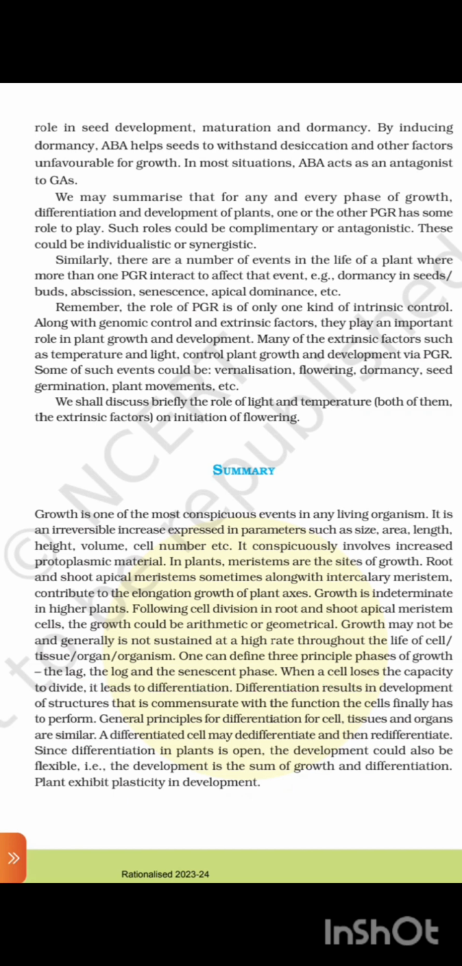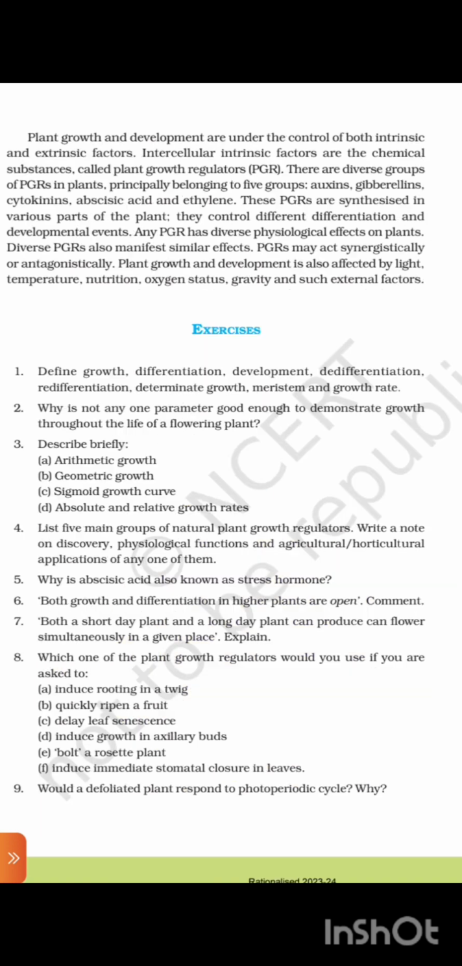When a cell loses the capacity to divide, it leads to differentiation. Differentiation results in development of structure that is commensurate with the function the cell finally has to perform. General principles for differentiation of cells, tissues, and organs are similar. A differentiated cell may dedifferentiate and then redifferentiate, and differentiation in plants is open. The development could also be flexible. The development is the sum of growth and differentiation. Plants exhibit plasticity in development.